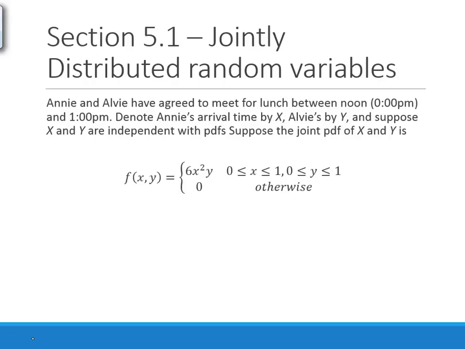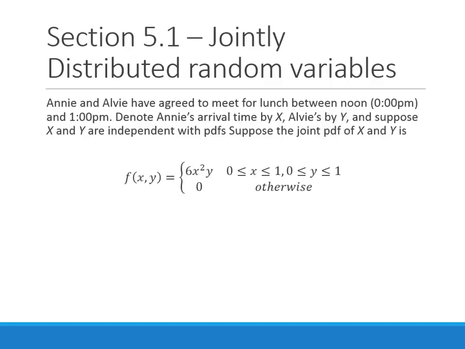So if you do have an x or y floating around in the marginal PDF for y or x, then you have made a mistake. Okay, so simple example here. Maybe these two are on a date for Valentine's Day. They've agreed to meet for lunch between noon and 1 o'clock, so they have a one-hour window of time when they're going to meet here.